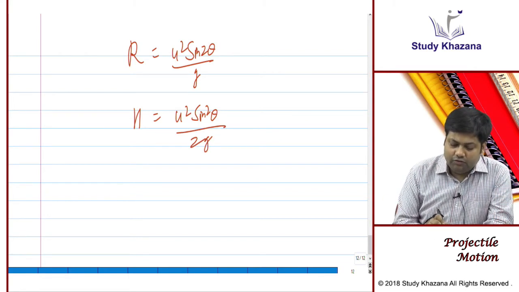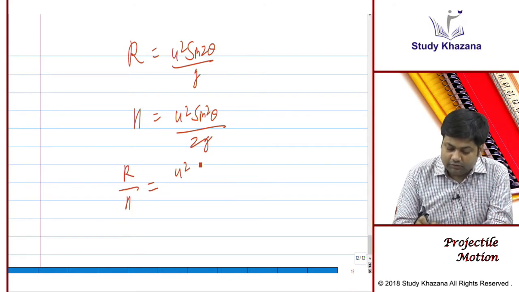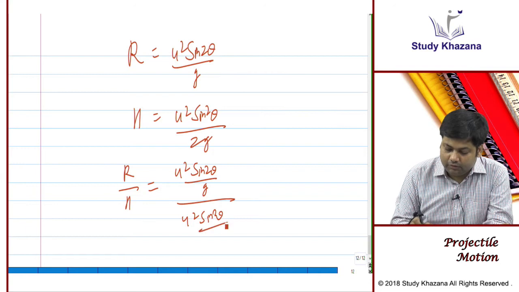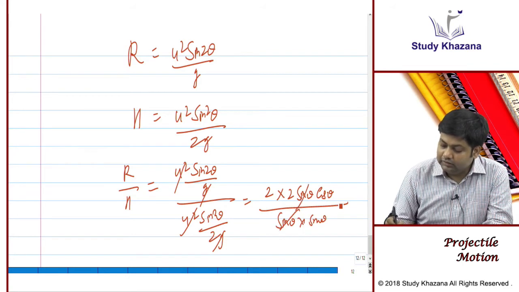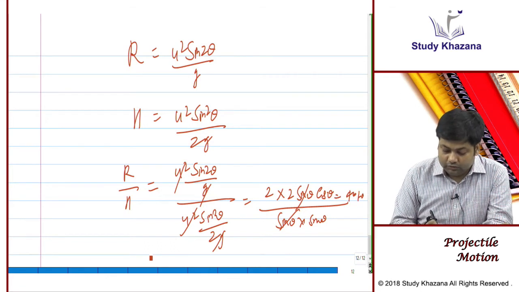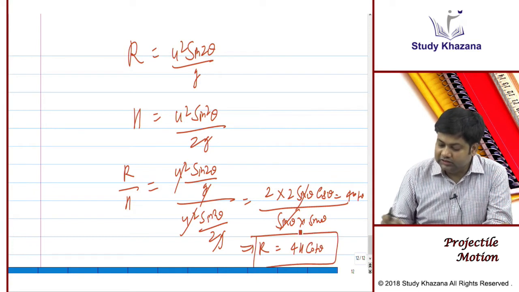Now we want to find out how much r upon h is. So let's say r upon h: we do u square sine 2 theta by g upon u square sine square theta upon 2g. U square gets cancelled and g also gets cancelled. So 2 goes up, and then 2 sine theta cos theta, and then sine theta into sine theta. This gets cancelled, so 4 cot theta. So the result is r is equal to 4h cot theta. Okay, so this is very, very clear.